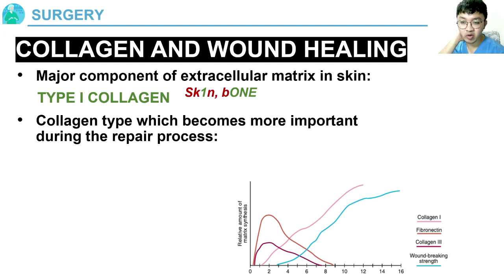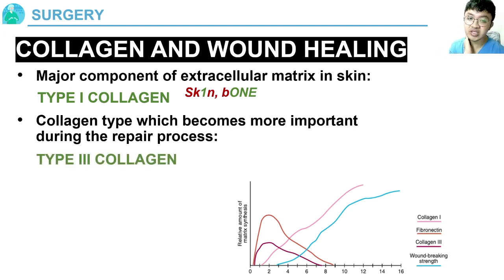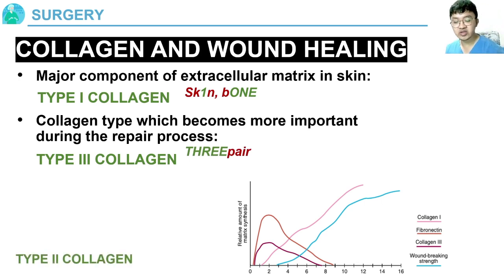Collagen type which becomes more important during the repair process: you have your type 3 collagen, which serves as the scaffolding collagen. Good way to remember this is 3 pair. Repair, type 3 collagen. And just to add, type 2 collagen for histology, it's your cartilage. Your type 2 collagen is found in cartilage.